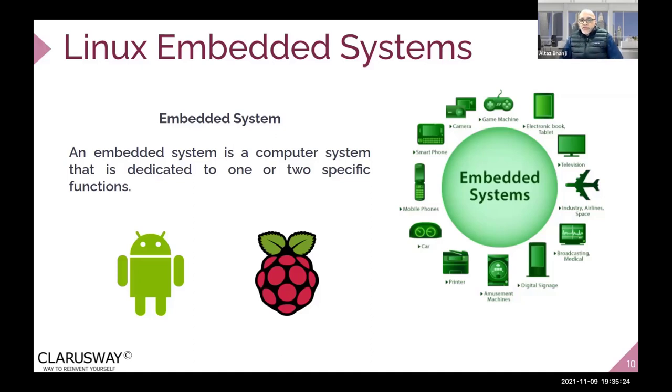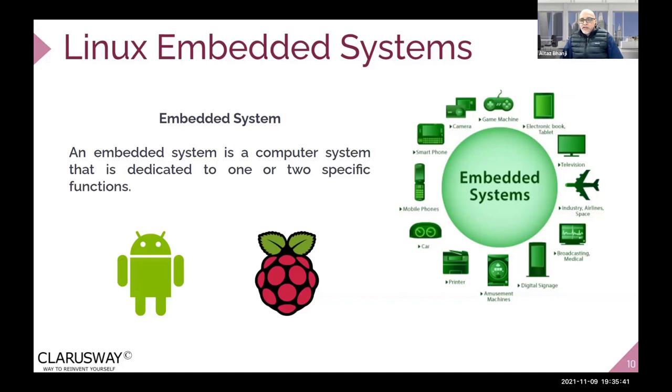And so, as I mentioned during the early part of the presentation, the Raspberry Pi mini computer is in fact an embedded system. It uses the Raspberry Pi OS, which itself is based on Debian. All right.